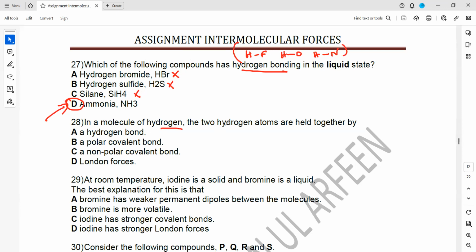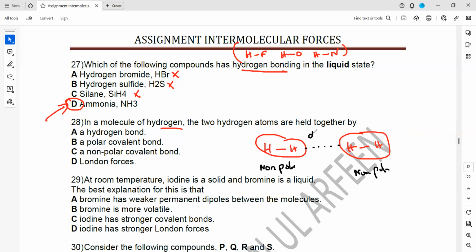In a molecule of hydrogen, the two hydrogen atoms are held together. So if we have one molecule of hydrogen and another molecule of hydrogen, what kind of force is there between the two hydrogen molecules? This will be non-polar and this is also non-polar. Two non-polar molecules are there, and because the bonds are even, there is no polarity. So when two non-polar molecules are there, what kind of force exists between them? That is a dipole, induced dipole force, also known as the London forces. So D will be the right answer.